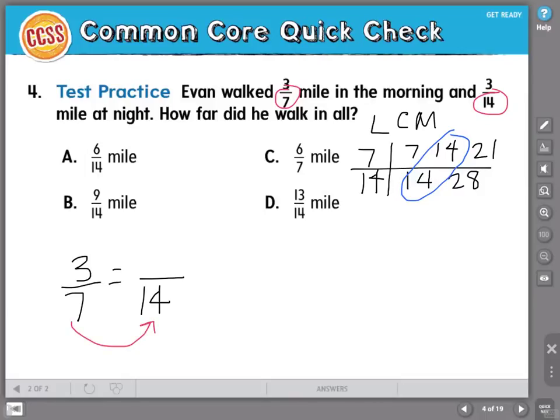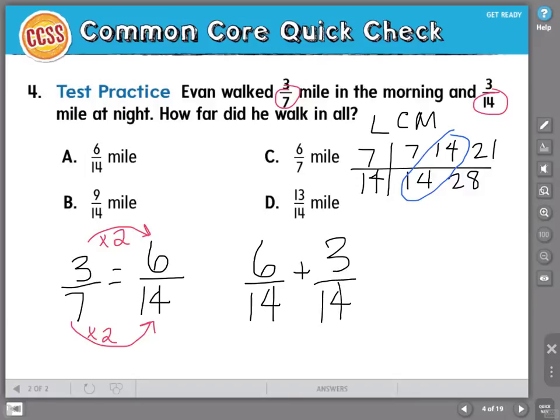When I look at 3/7, what did I need to do to my 7 to make it a 14? I needed to multiply by 2. I must also do the same thing to my numerator. 3 times 2 is 6. Now I have two fractions that have the same denominator. 6/14, and I'm going to add 3/14. Since I have like denominators, I can simply add my numerators. My answer is 9/14.